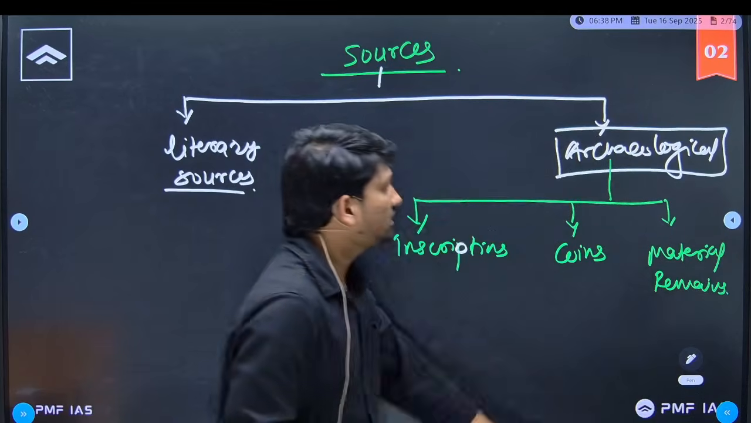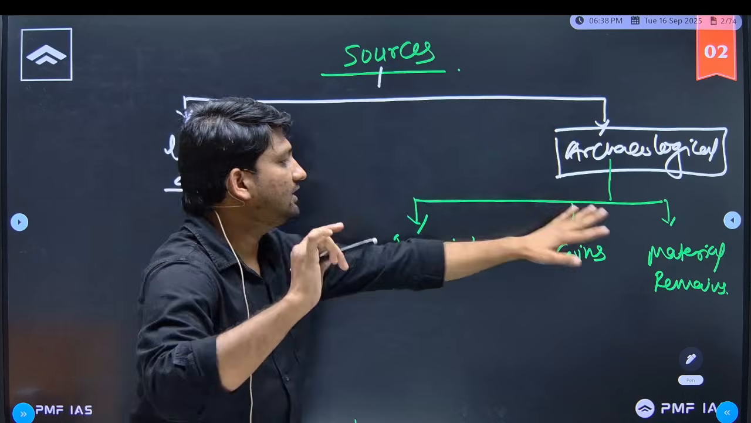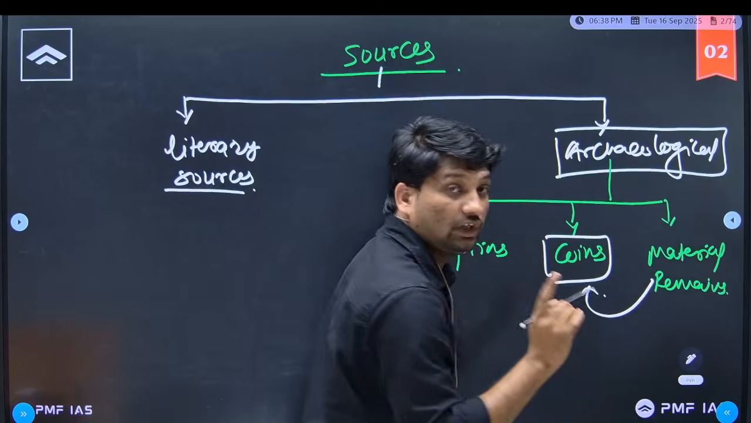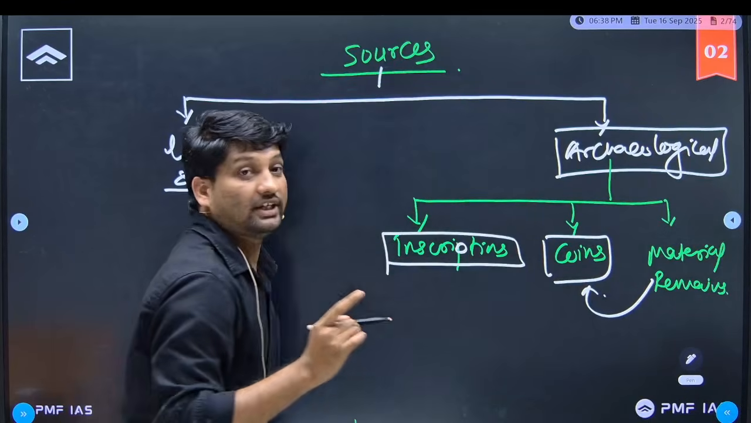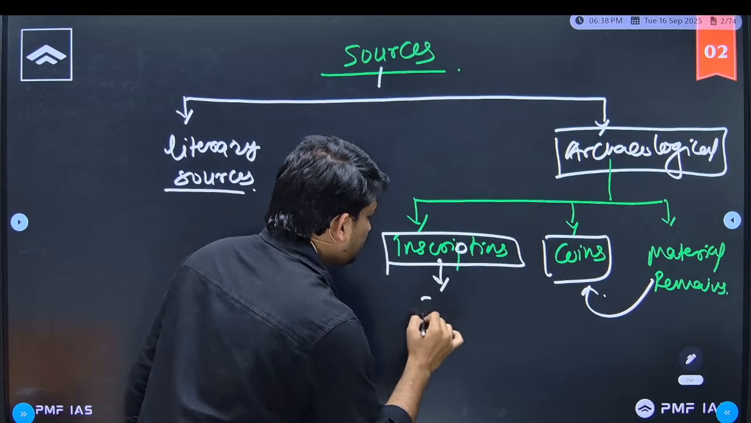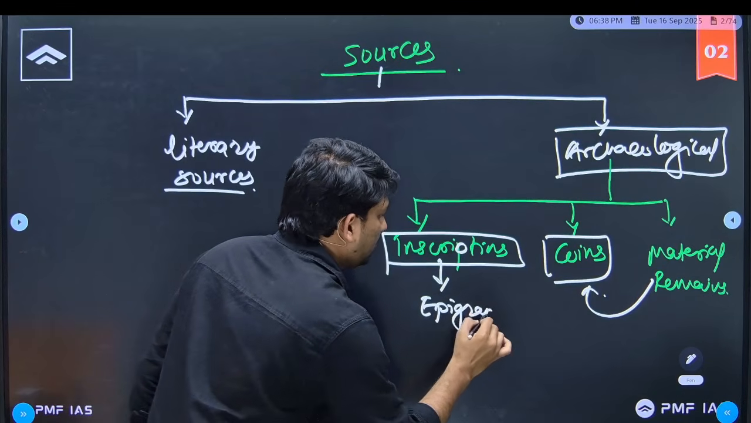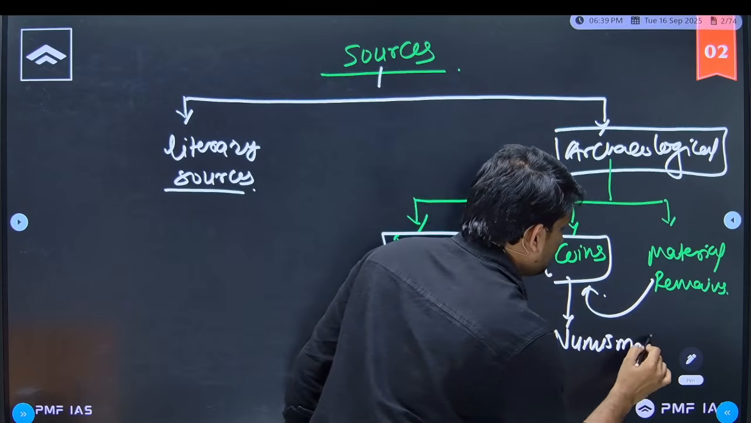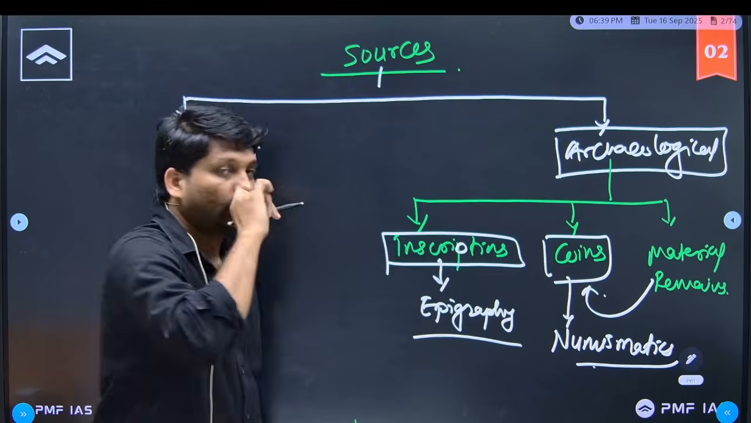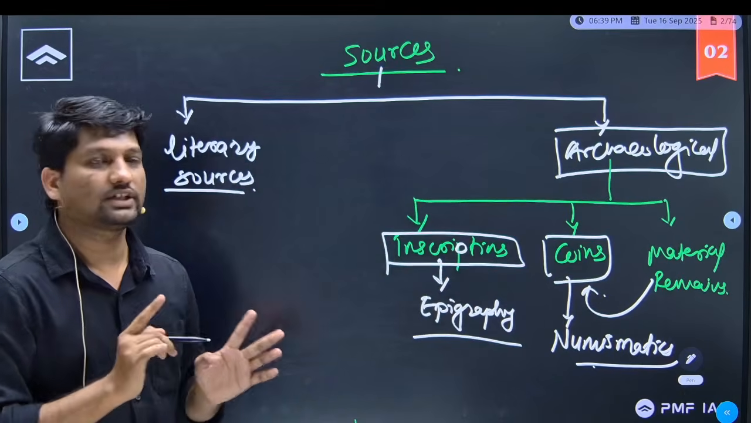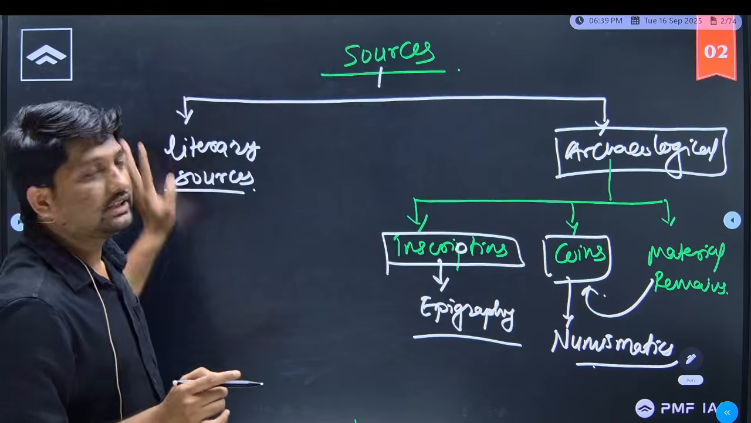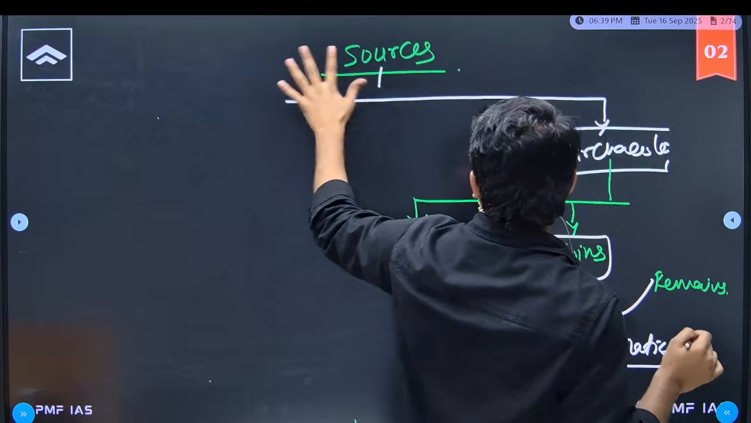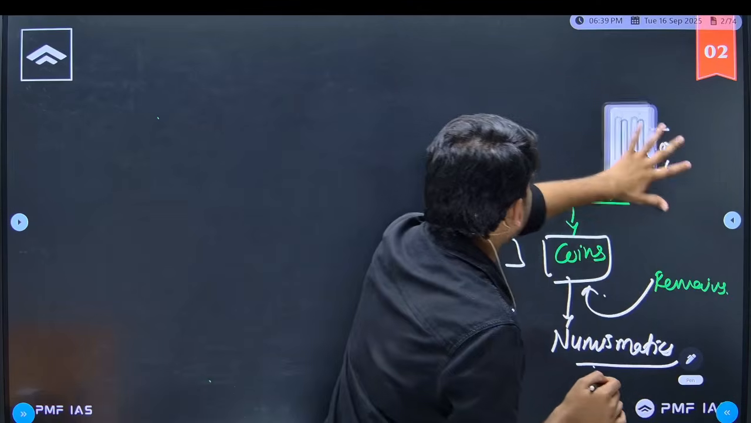Whatever comes under archaeological sources is ultimately material remains, but within these material remains we studied inscriptions and coins separately. The study of inscriptions is called epigraphy and the study of coins is called numismatics. So the study of coins is numismatics and the study of inscriptions is epigraphy. All these things we discussed in the second lecture. In the next lecture, the third lecture, we discussed the Stone Age.